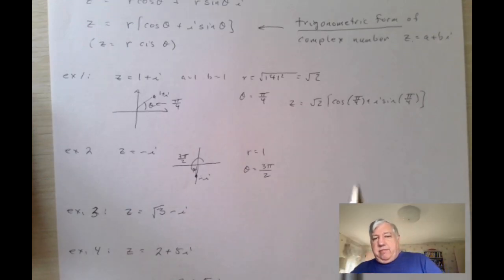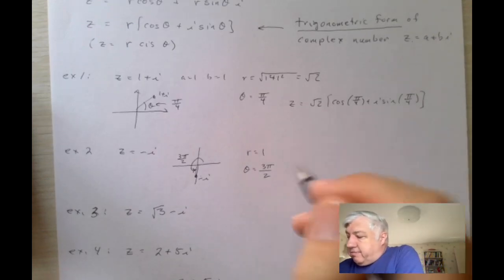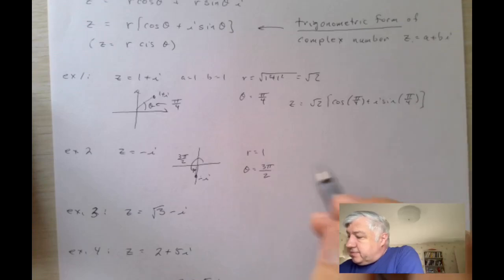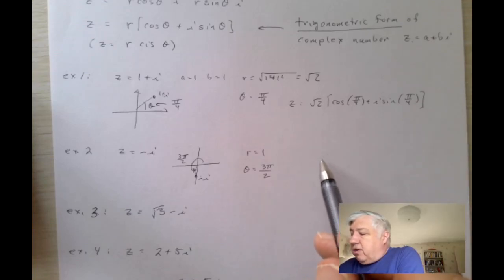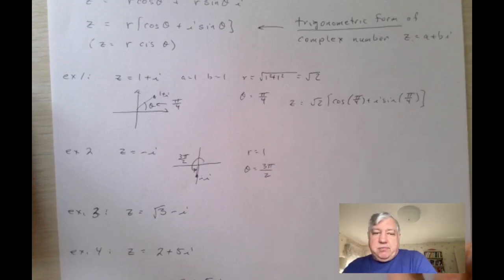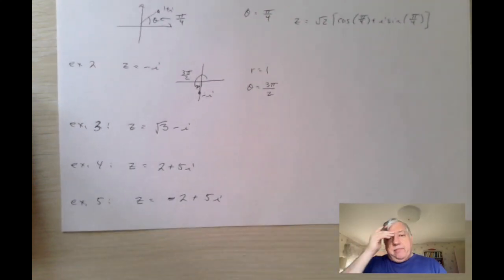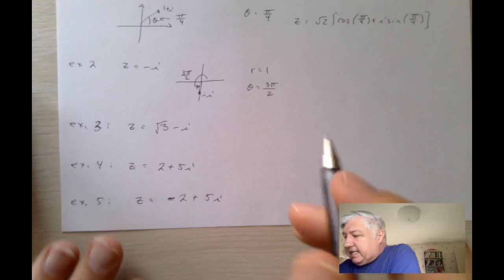So then you can write it this way. I won't write it, but it would be 1 times the cosine of 3 pi over 2 plus i sine of 3 pi over 2. What about square root of 3 minus i?